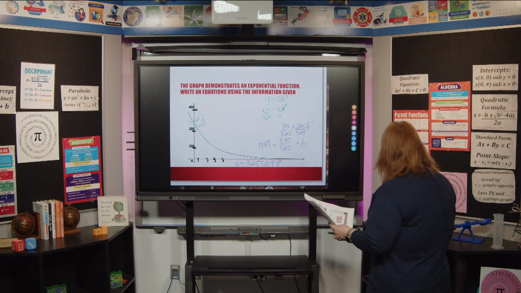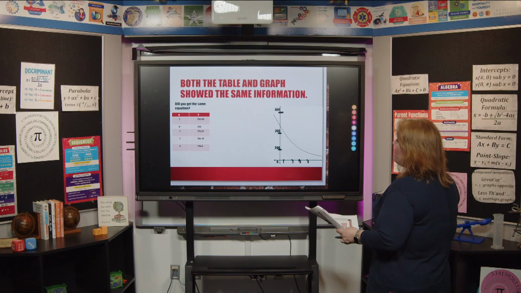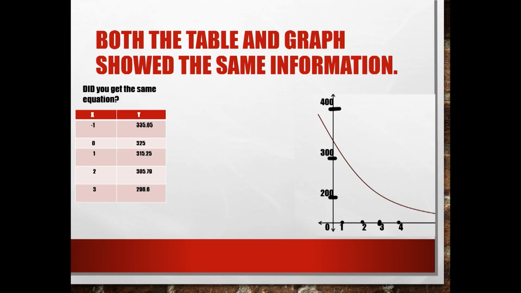All right, so let's go to the next one. Both the table and the graph show the exact same thing, which we've seen in our work. So if we ever have a problem with the table, we can always put that table into either Desmos or our calculator and pull the other to make sure that they are the same.